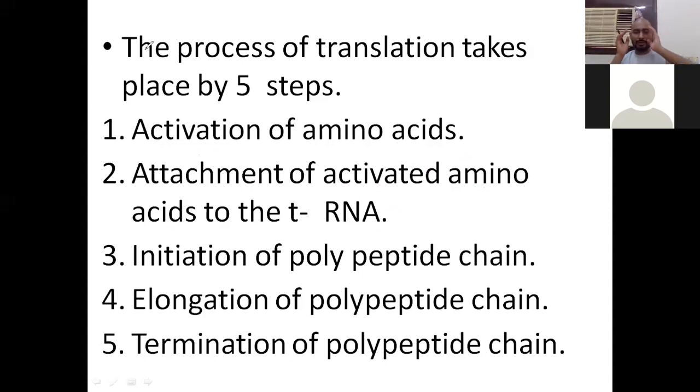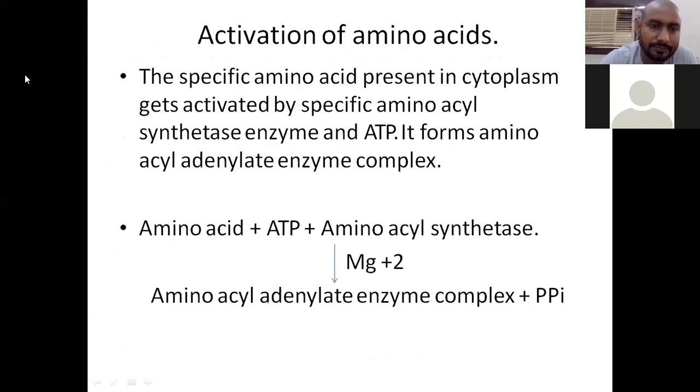So the first is the activation of amino acid. Second is the attachment of activated amino acids to the tRNA molecules. I told this is called the charging of tRNA molecules. Then initiation, elongation, and termination. So these 5 different steps are involved during translation or protein synthesis. Translation, simply you can say, is protein synthesis. Okay, so the first step they have given is the activation of amino acid.